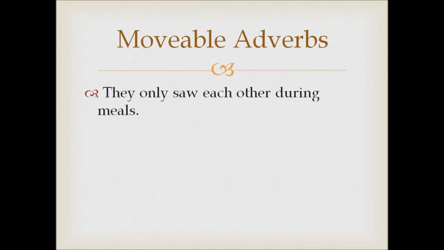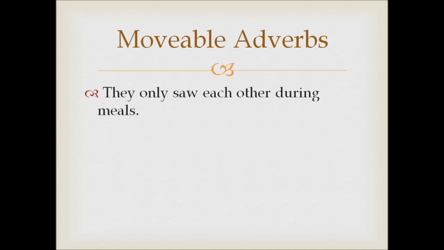In this sentence, we have the word "only" again being used. They only saw each other during meals. But this word could mean two different things. Does it mean they were so busy that the only time they could see each other was during meals? Or does it mean they were so wrapped up in each other that they didn't see anything else during meals, they only saw each other? So we can see here that putting the word "only" in front of the word "saw" makes it unclear which of those two kinds of sentences we mean.